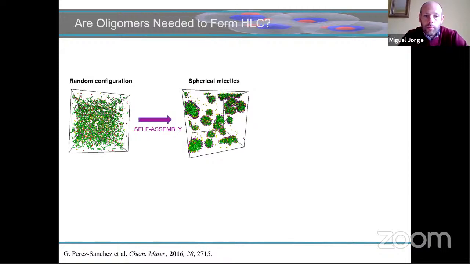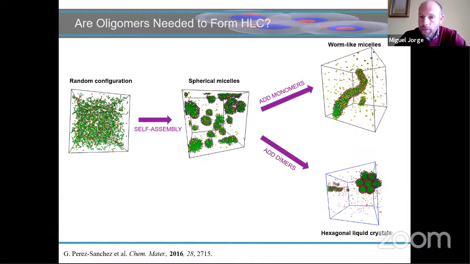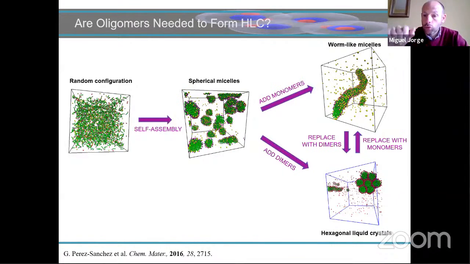So I showed you this. We start from random configurations of surfactants leading to micelles. And if you add silica monomers, you form these worm-like rods. But if you add dimers, so instead of monomers, the silicas now are able to react and form a dimer, then already you form hexagonal liquid crystals, okay? So for some reason, you need the silica reaction to start happening, the polymerization to start happening, to change again the balance of interactions in the system. And what we also showed was that all these are equilibrium systems, because if you replace monomers with dimers and vice versa, you can translate between these two structures.